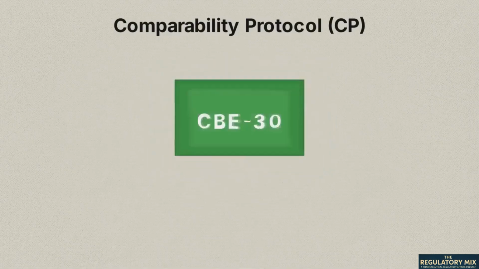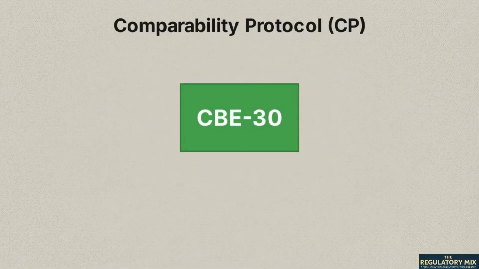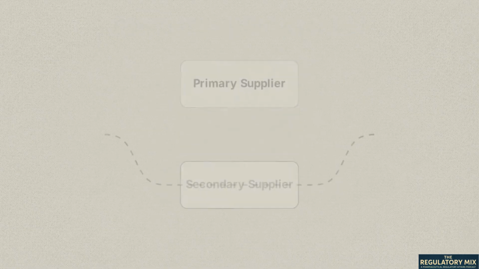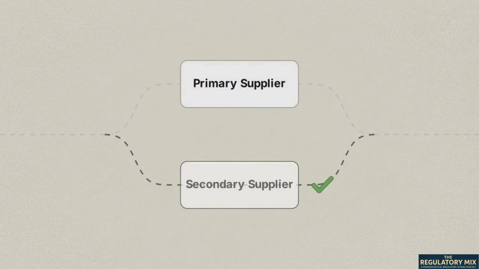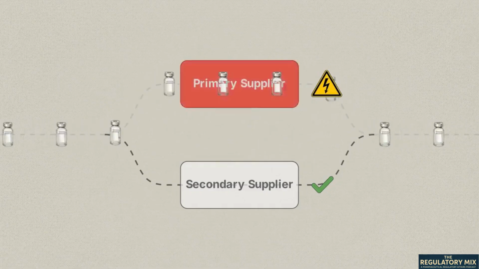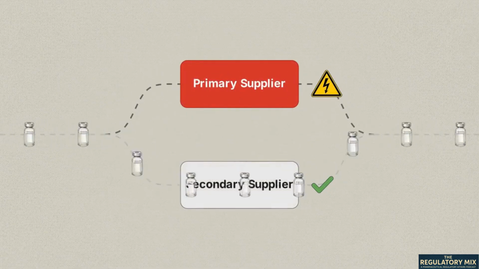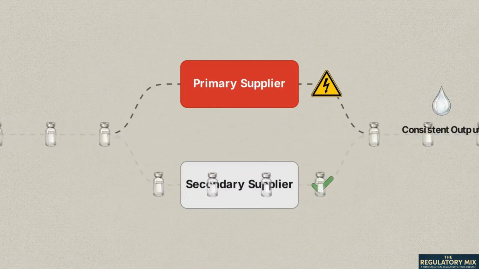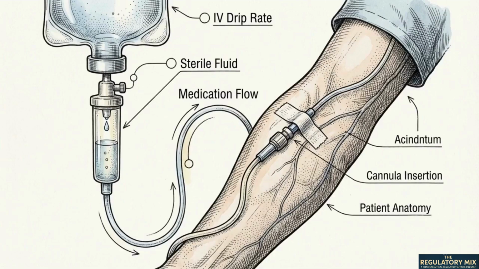It can downgrade a major PAS requirement to a CBE 30, which allows a manufacturer to distribute product just 30 days after notifying the FDA. A manufacturer can use a CP to qualify a secondary filter supplier in advance. If the primary supplier fails, the manufacturer executes the agreed-upon tests and pivots to the new source immediately, maintaining the drug supply. A comparability protocol embeds the future evolution of a process directly into its regulatory approval, ensuring that improvements do not disrupt the patient's access to medicine.